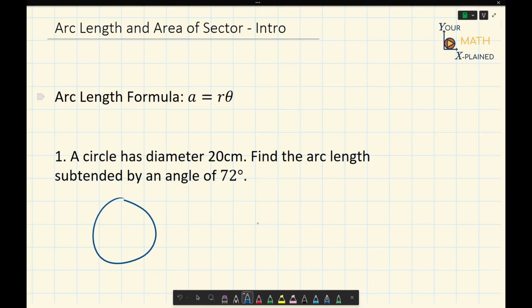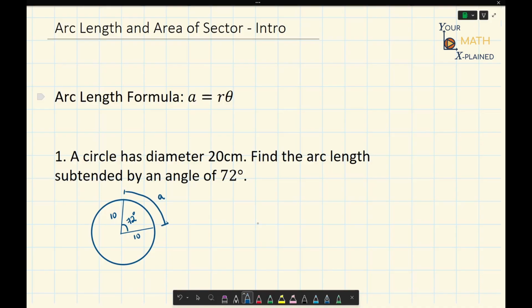So here we have our circle. Since the diameter is 20 centimeters, that tells us the radius here must be 10 centimeters. So this is 10, and it's subtended by an angle of 72 degrees. So the angle between these two radii is 72 degrees. And what we're looking for is this arc length here. So let's call that A.